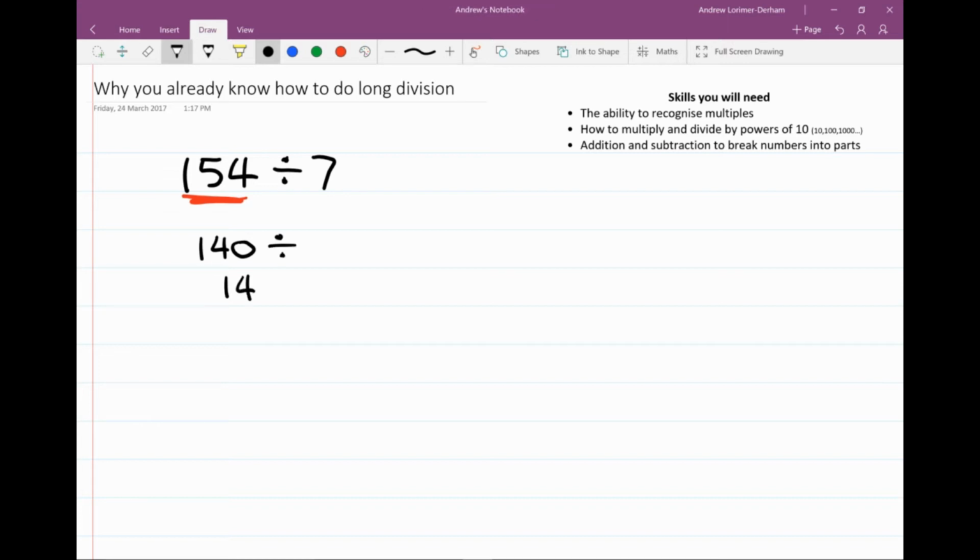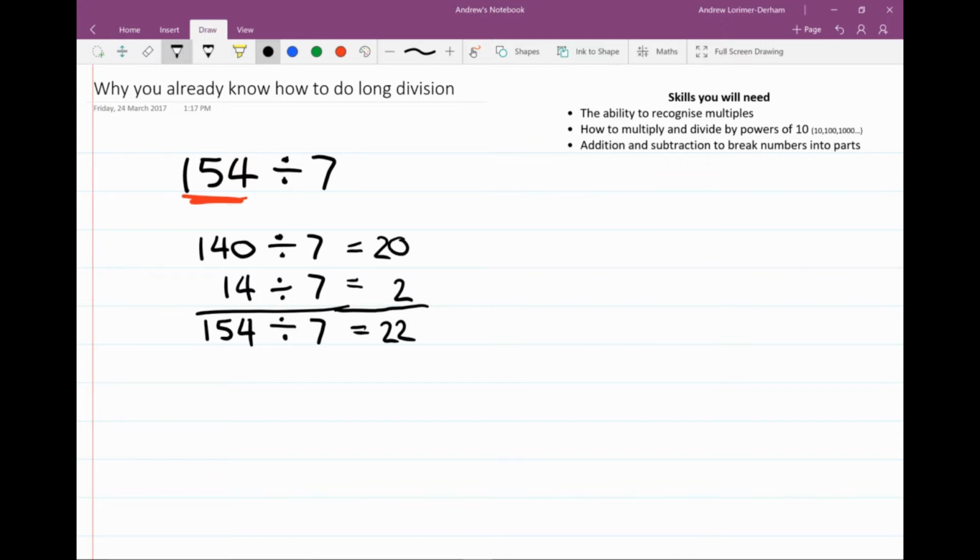If we do 140 divided by 7 and 14 divided by 7, all up, we have done 154 divided by 7. So let's start with the 140 divided by 7. It's the same as 14 divided by 7, but this number's 10 times bigger. So the answer, instead of being 2, will be 10 times bigger, which is 20. 14 divided by 7, we've already discussed, that's 2. And then if we total that up, 154 divided by 7 is these two added together, which makes 22.